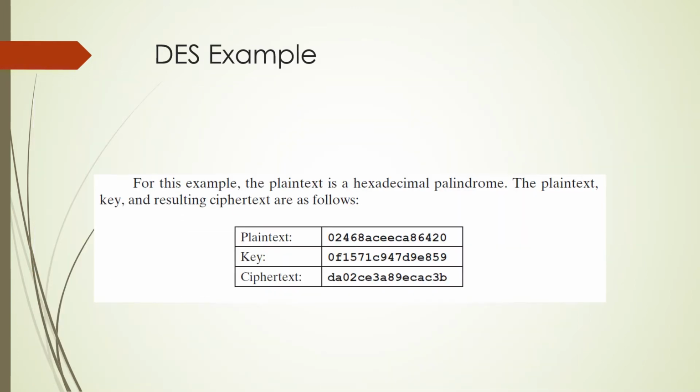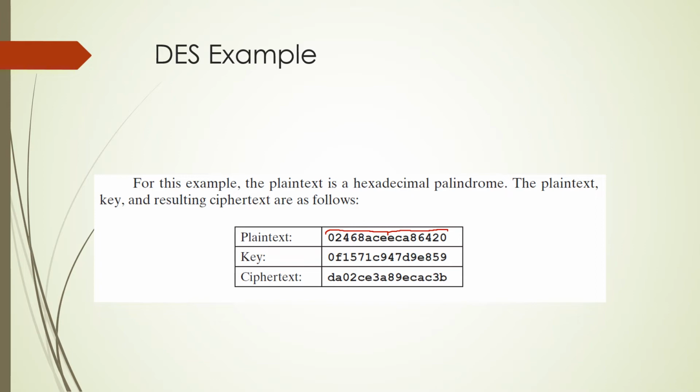What I'm going to do now is show you a very quick example of how DES works. Imagine you have a hexadecimal palindrome as a plain text. This is the plain text, as you see, 02468ACE and then ECA86420. The reason it's a palindrome is because it reads the same forward as backward, but it doesn't need to be a palindrome.